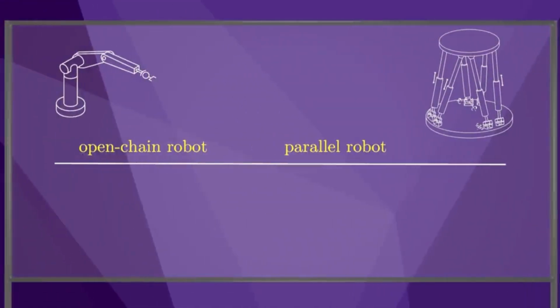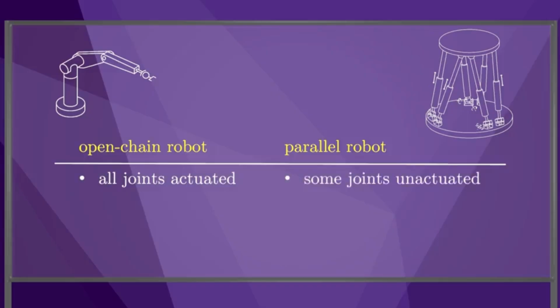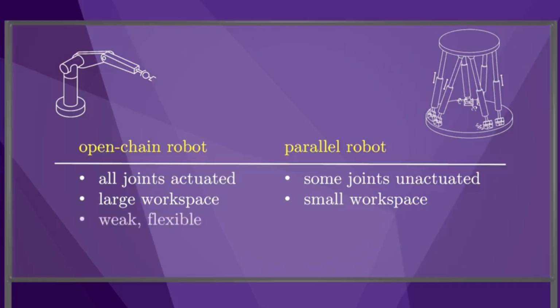Let's summarize some typical characteristics of open chain and parallel robots. For an open chain robot, typically each joint has a motor driving it. For parallel robots, many of the joints are unactuated. Open chain robots tend to have a large workspace since each extra joint adds to the possible motion of the end effector. Parallel robots tend to have a small workspace since each leg in parallel places constraints on the motion of the platform. Each joint of an open chain robot has to support all of the end effector force, so open chain robots tend to be relatively weak. Also, flexibility at the joints and links tend to add. Parallel robots, on the other hand, tend to be stiff and strong since the end effector force is distributed among the legs.